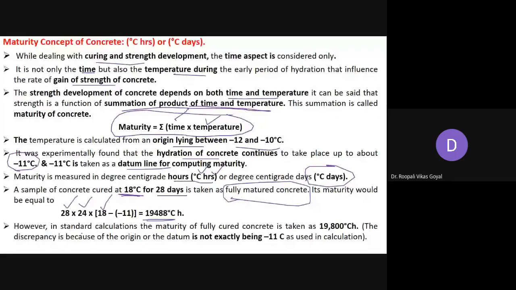Now the exact value would be this, but generally for the standard calculation we consider that fully cured concrete has a maturity of 19800 degree centigrade hours. Why is it different? Because exactly -11 degrees has not been taken. So for fully matured concrete, the maturity would be 19800 degree centigrade hours. That is the maturity of fully cured concrete in the standard way.